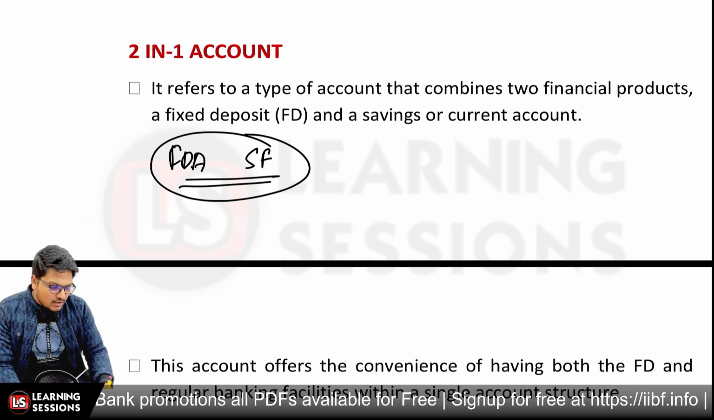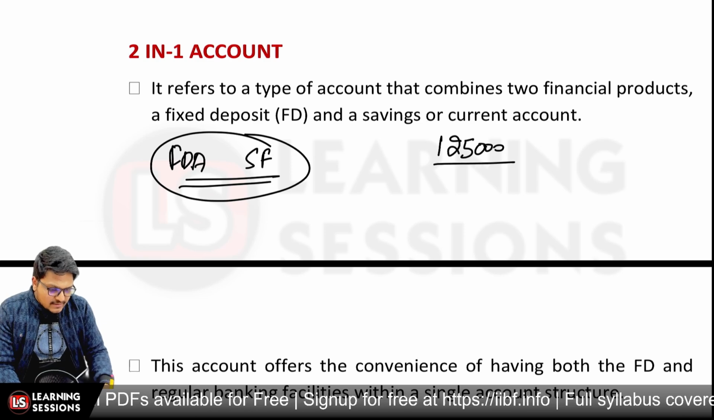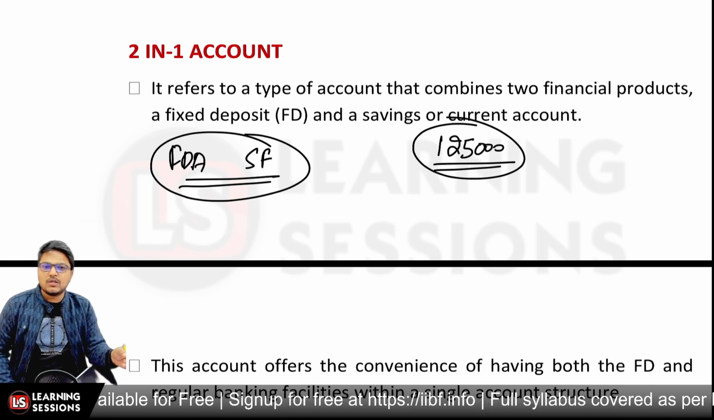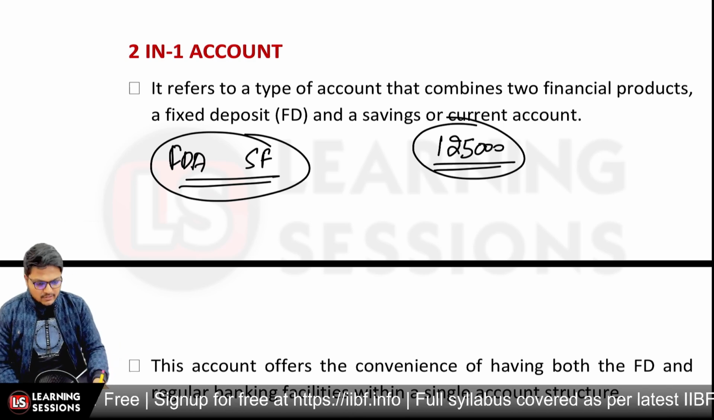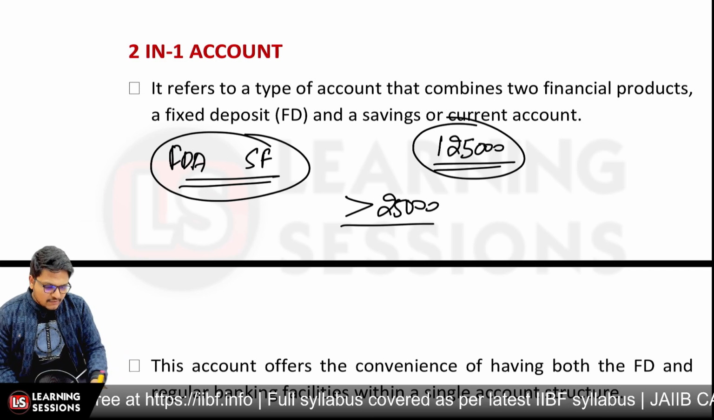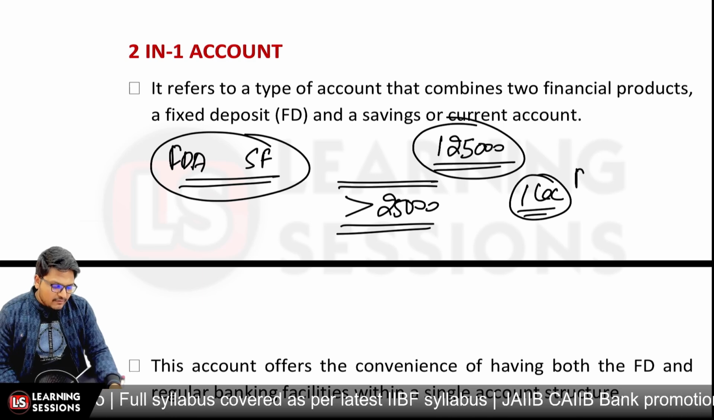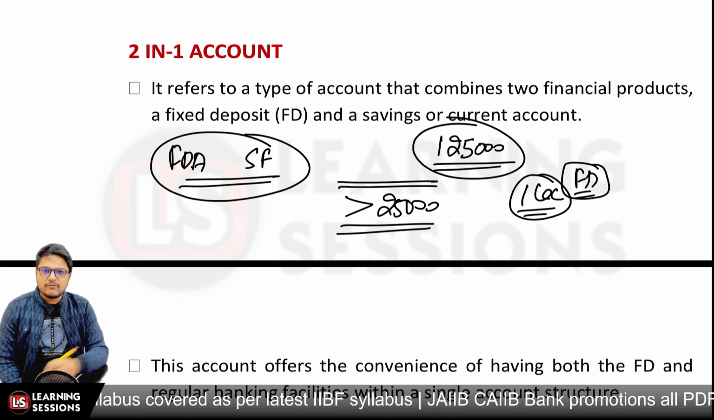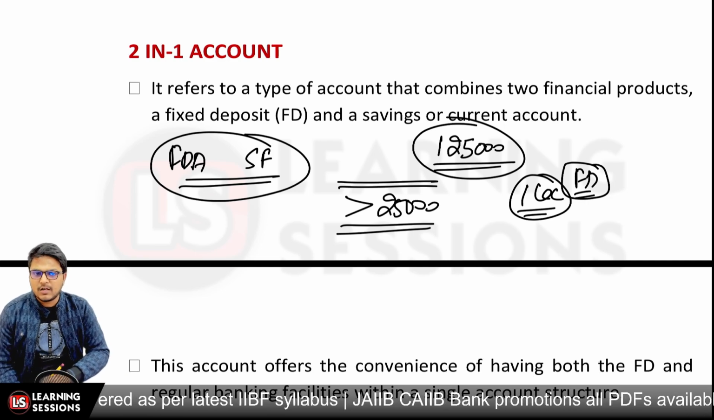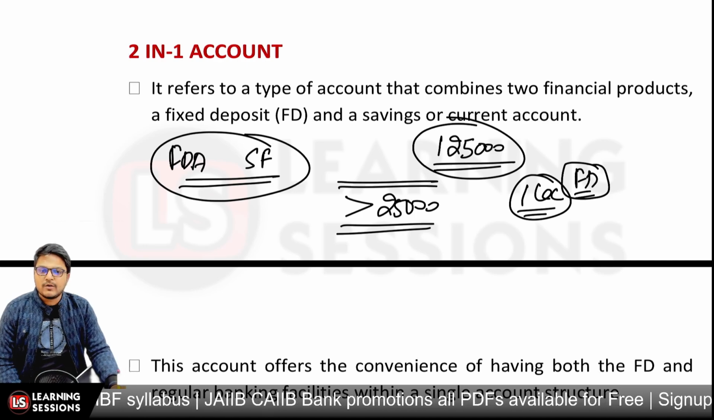Let's say you are maintaining a balance of rupees 1,25,000, and you have given instructions for auto sweep above rupees 25,000. So whatever balance remains in the account above rupees 25,000, in this scenario rupees 1 lakh, an FD will be created automatically. A fixed deposit will be created automatically from this amount, and you will be earning the fixed deposit interest rate on this amount.